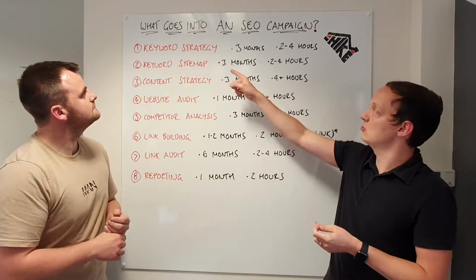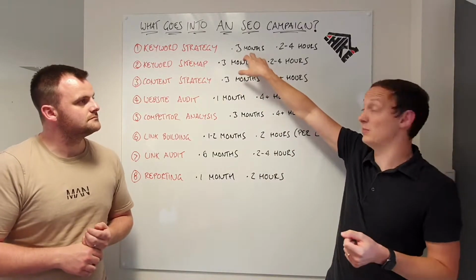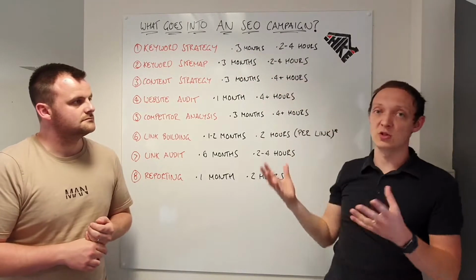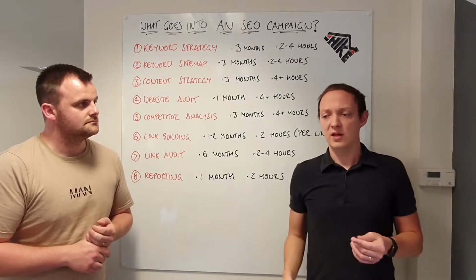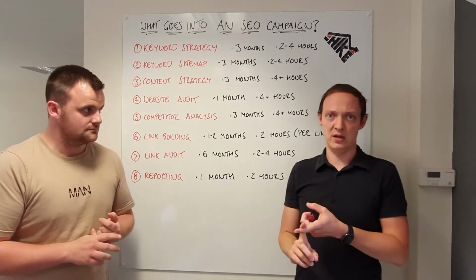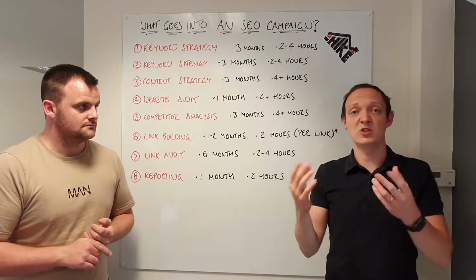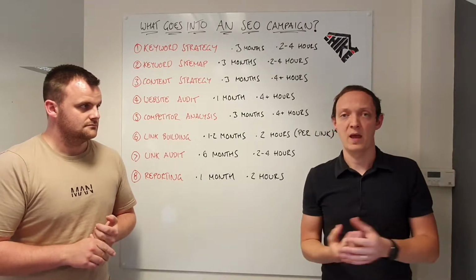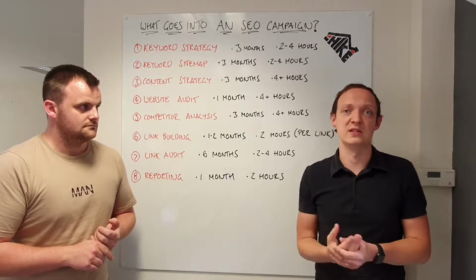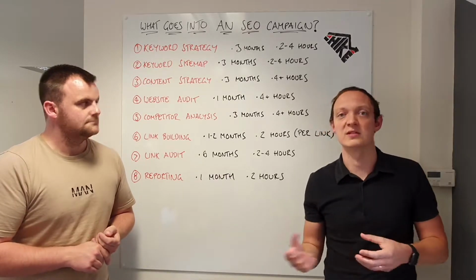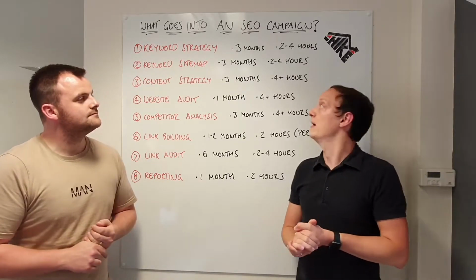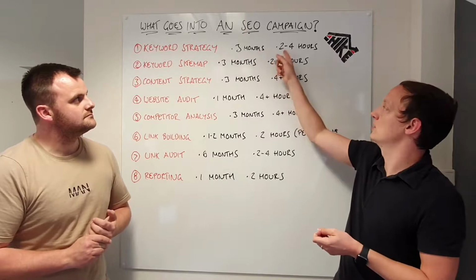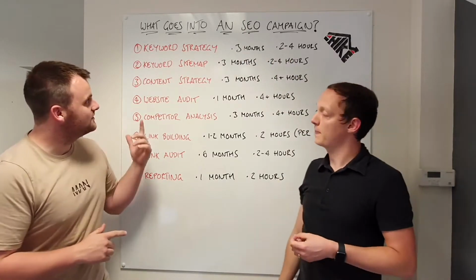However, we do still recommend that you repeat this every 3 months. It usually takes around 2 to 4 hours. The reason being that there might be new questions that people are asking, or slight variations, or you might just find new examples from new competition. And also as your client's business evolves, they might have different products and services, therefore they might need new keywords. So keyword strategy: once every quarter, 2 to 4 hours.